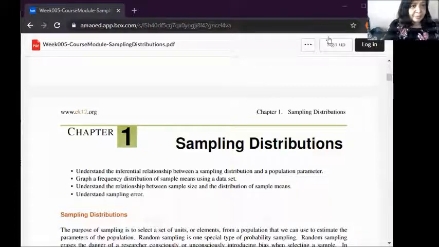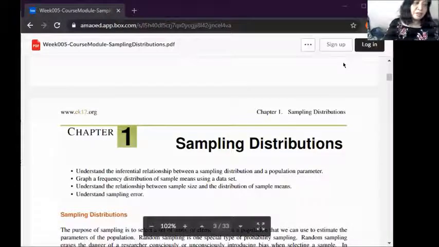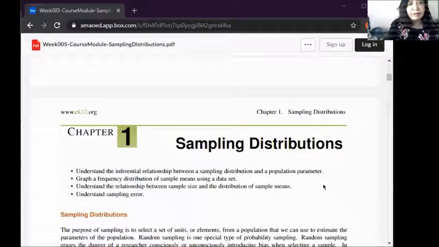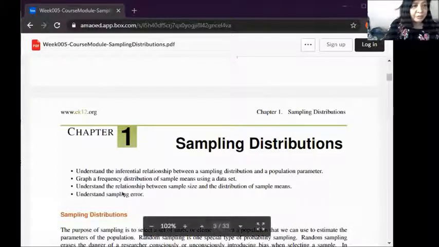So our topic is about sampling distributions. After this discussion, you would, of course, try to understand the inferential relationship between a sampling distribution and a population parameter. Graph a frequency distribution of sample means using a data set. Understand the relationship between the sample size and the distribution of sample means. And the last one is understanding sample means.